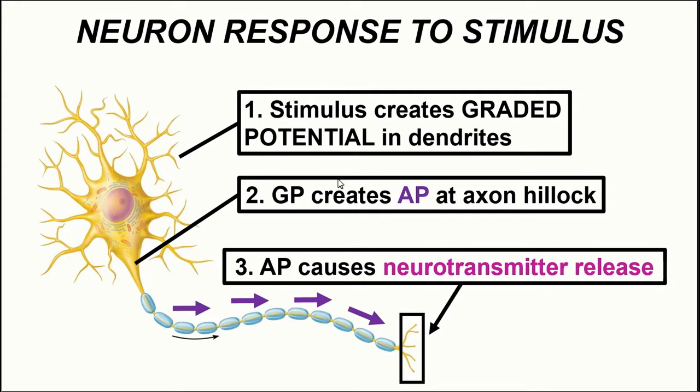So if this graded potential is sufficiently strong, when it reaches the axon hillock it will create an action potential. And that action potential will then spread like a wave down the length of the axon. And upon arriving at the axon terminals, it will cause the release of neurotransmitter. So those are the basic things that are happening when a neuron is stimulated. We'll look at each of these in more detail in the next few lecture segments. But that's the general sequence of events for when a neuron is stimulated.